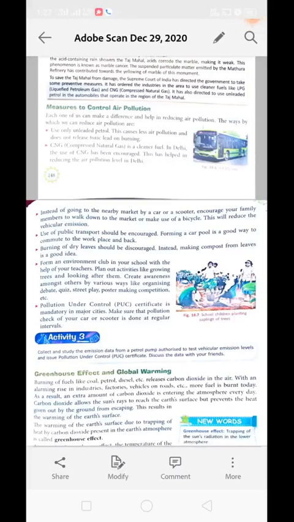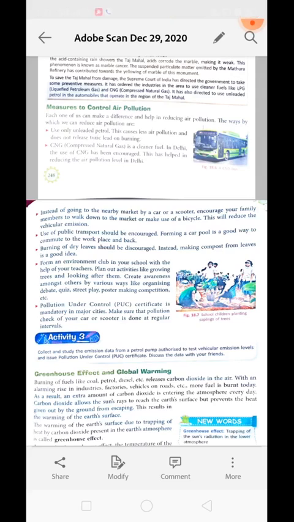Okay, so what should be the measures to control air pollution? Let's talk about it. The first point about how to control pollution is to use only unleaded petrol. This causes less air pollution and does not release toxic lead in the environment on burning. This can also reduce the amount of pollution. The next is CNG, compressed natural gas. It is a cleaner fuel. In Delhi, the use of CNG has been encouraged to reduce the air pollution level, and it has been helpful to bring the pollution level down in Delhi.